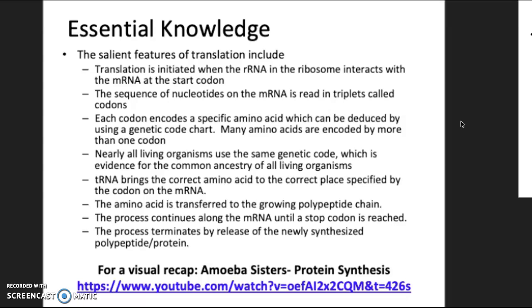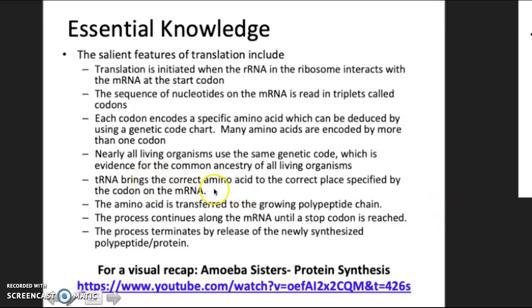Remember, we talked about that and how that helps prevent detrimental mutations. We talked about how all living organisms use the same genetic code, which is evidence for the common ancestry of all living organisms. That's very important. And that's a good answer for a free response question. If it asks about what this means, a good answer is that the same DNA suggests unity of life and one common ancestor and common ancestry among all living organisms.